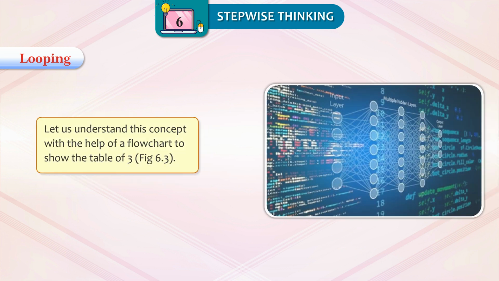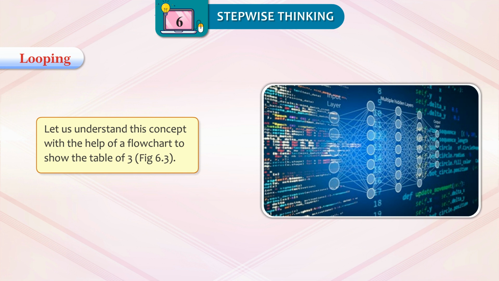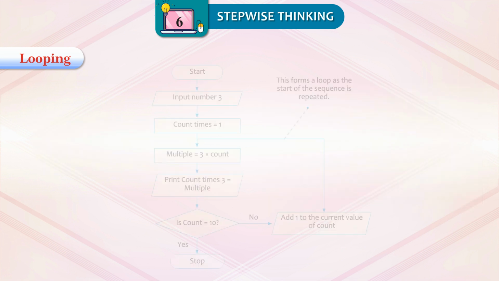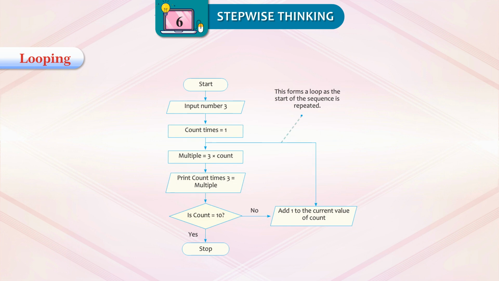Let us understand this concept with the help of a flowchart to show the table of 3. Figure 6.3. Start. Input number 3. Count times is equal to 1. Multiple is equal to 3 times count. Print count times 3 is equal to multiple. Is count is equal to 10? No. Add 1 to the current value of count. Yes. Stop. This forms a loop as the start of the sequence is repeated.